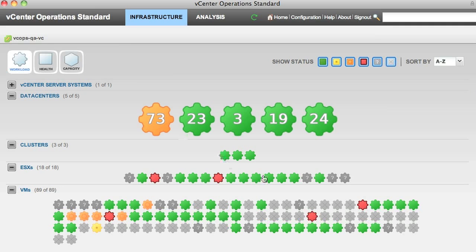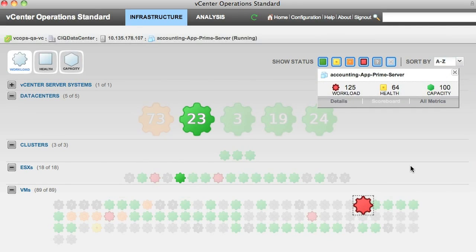Let's say that we find some object that has a high workload. We can select it. The first thing you'll notice is that we get a few more details for it. We see its workload's very high, above 100. Its health is also a little bit degraded, and its capacity is actually perfectly fine. So the workload's high, but the capacity is still fine. So why could that be? Well, what it probably means is that it's a temporary spike, and we can see that this is not normal because health is degraded.